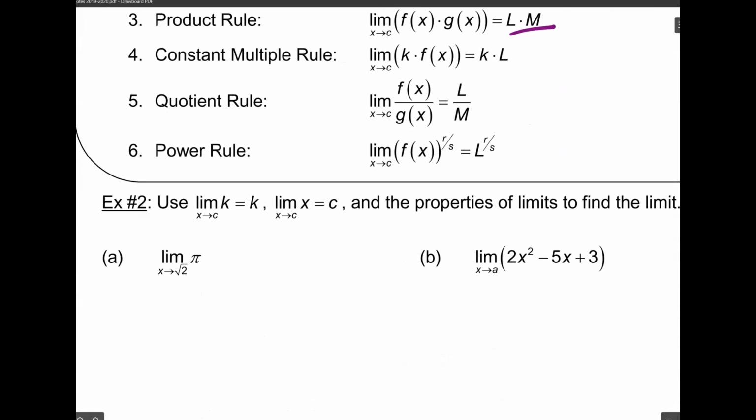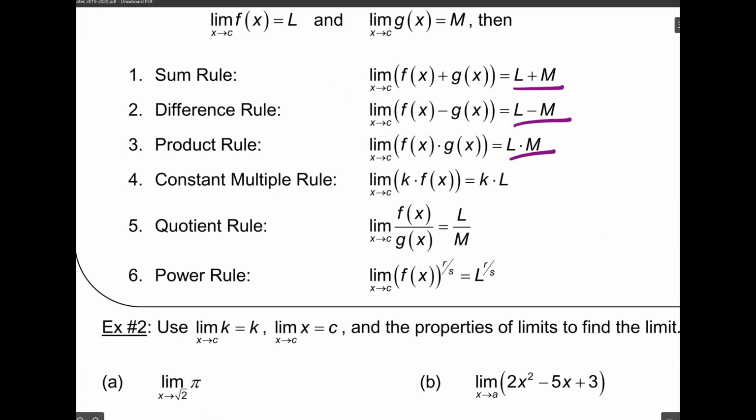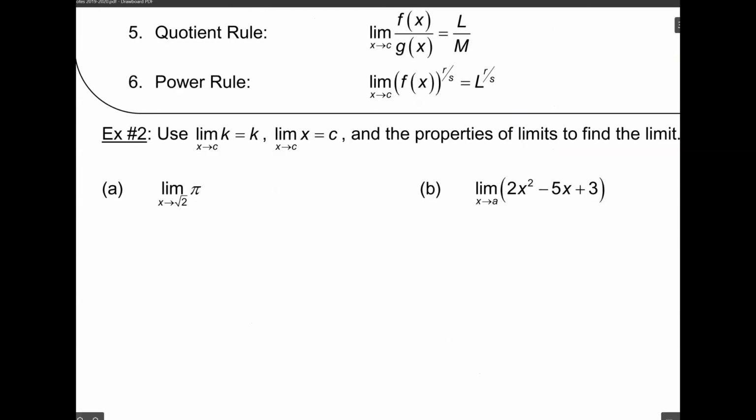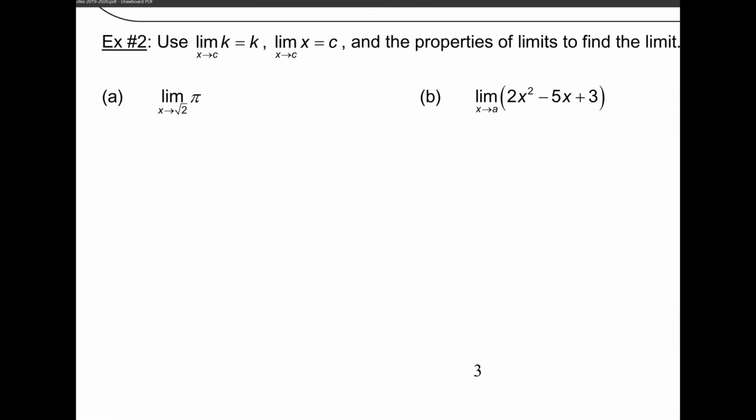Okay, so you guys can look over this. This is mostly a review. Let's go on and do the example, because if we actually use real numbers, you'll understand it better. So example 2: use the fact that the limit of k as x approaches c is k, and the limit of x as x approaches c is c, and the properties of limits to find the following limit.